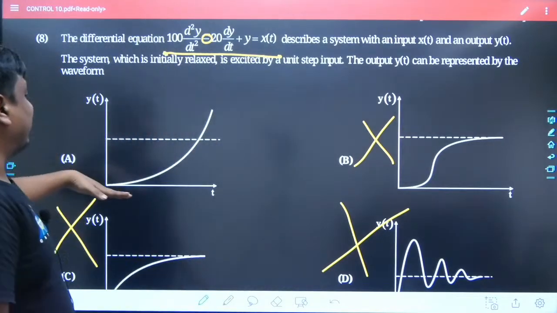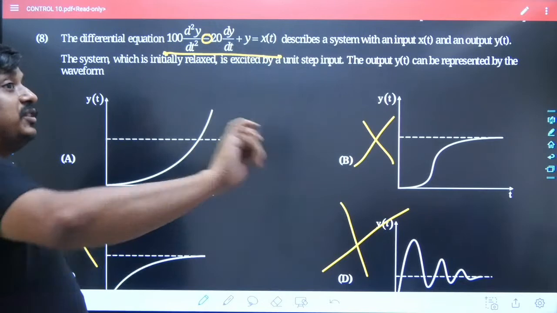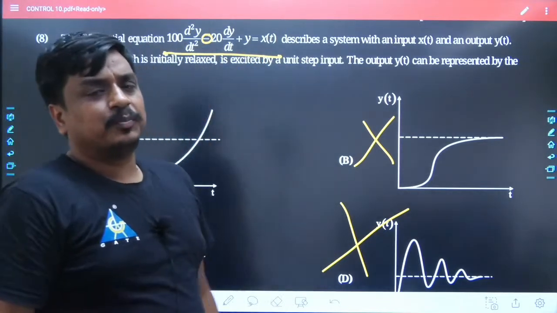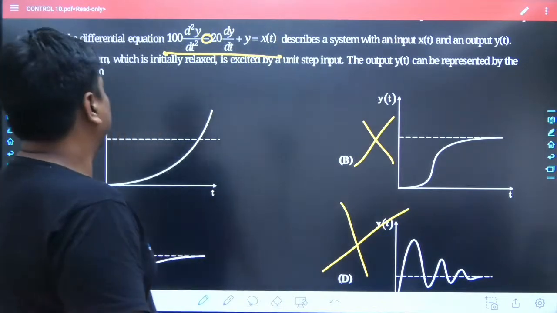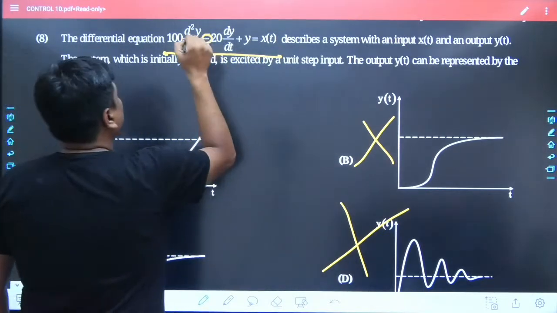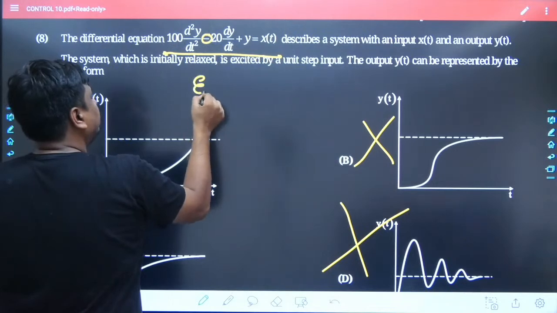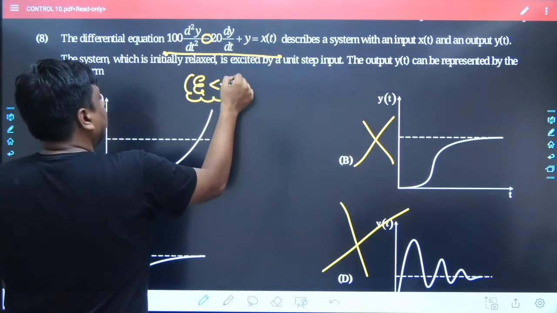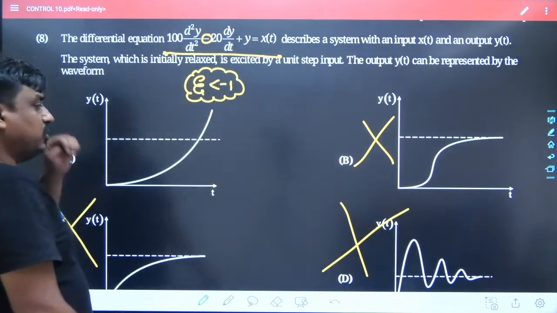But here it would be exponentially rising only if the value of zeta is lesser than minus 1, like it could be minus 1.1, minus 1.2, minus 2, minus 3, minus 4. So once you calculate the value of zeta, you yourself would be able to understand that the value of zeta is lesser than minus 1. That is why it is unstable and exponential in nature.